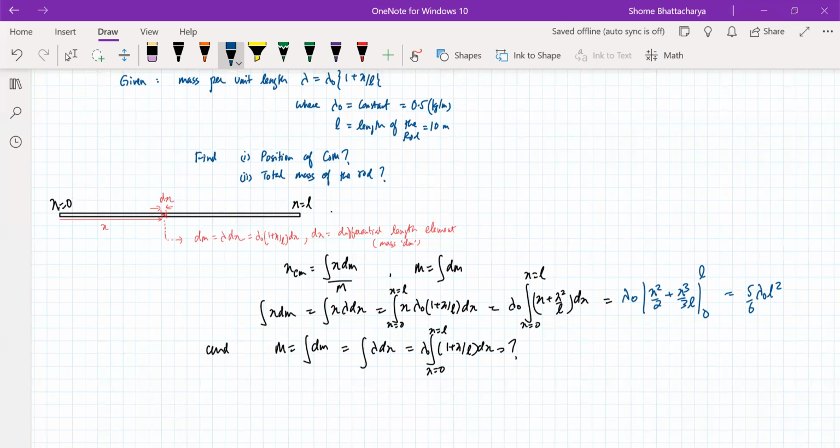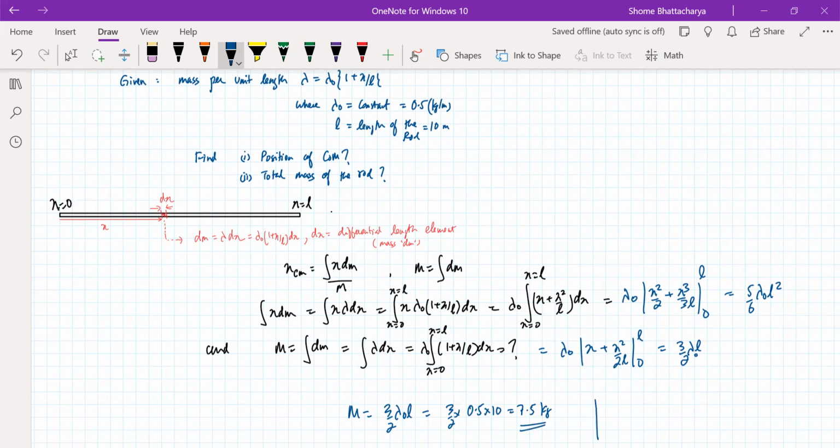Okay. Similarly, this integration will give us how much? It will give us lambda naught into integration of dx is x, and integration of x by L is x square by 2L. So 3 by 2 lambda naught L. Okay. So first of all, you're getting the total mass from this as 3 by 2 lambda naught L. So the numerical value of that total mass is becoming 3 by 2 into lambda naught was 0.5 and the length I think was 10 meters, right? Yeah. So it's becoming how much? 15 by 2, isn't it? So 7.5 kilograms is the total mass.